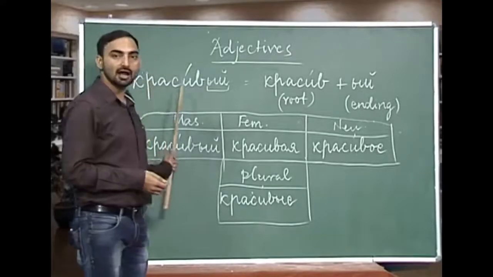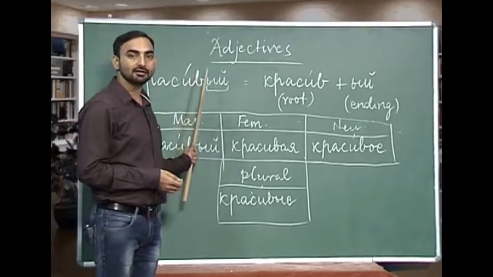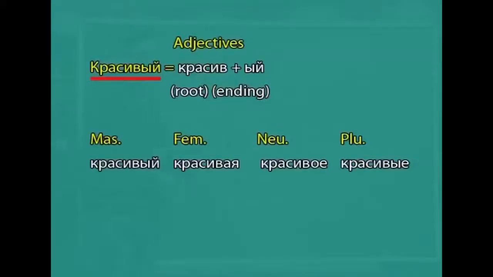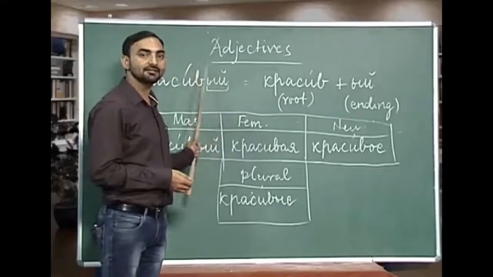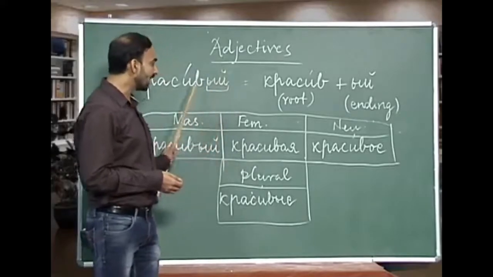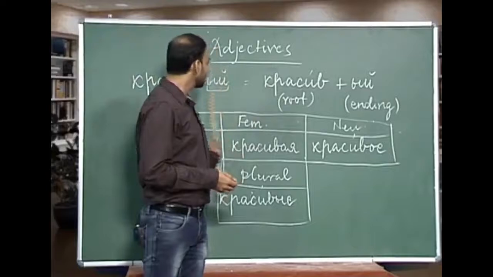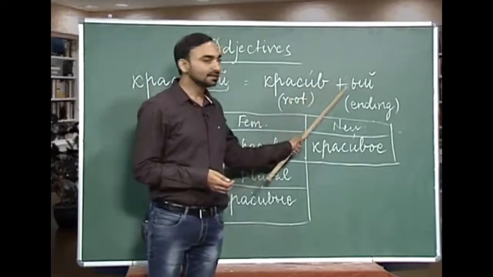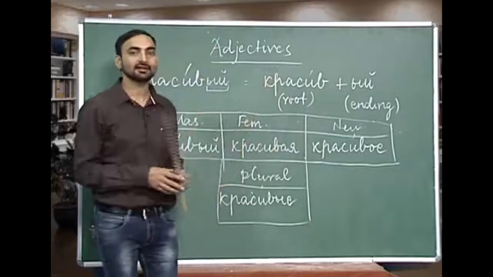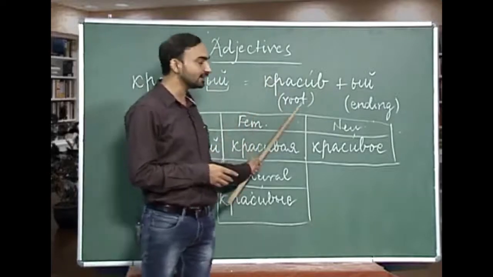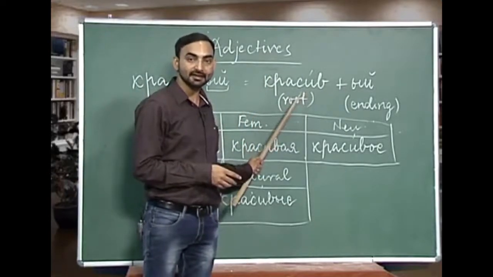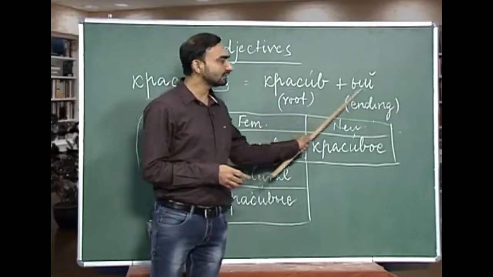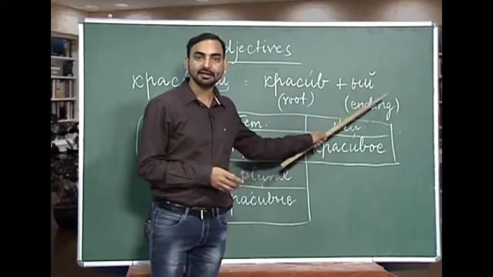K, R, A, S, I, V, I and I kratke, and the stress is on I. Красивый, красивый is beautiful. And what I have written here is that красивый is a combination of красив plus I and I kratke. So, there are 2 parts in this adjective. The first one is root, which is the static part of this word, and the other one is the ending, which is I and I kratke.